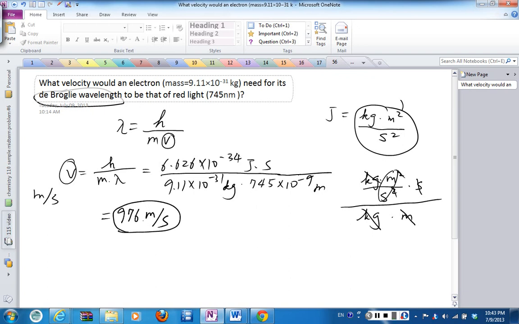So for the electron to have de Broglie wavelengths, matter wave wavelengths, to be that of the red light, 745 nanometers, your electron has got to be traveling at a very high speed, about a kilometer per second, 976 meters per second. That is the speed that we need.